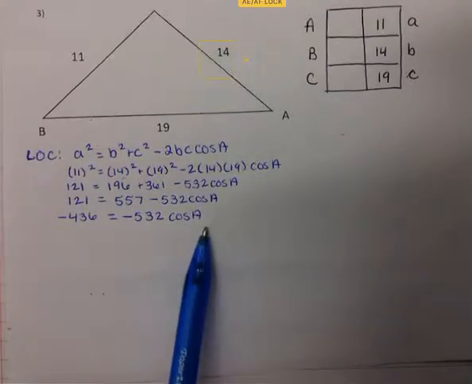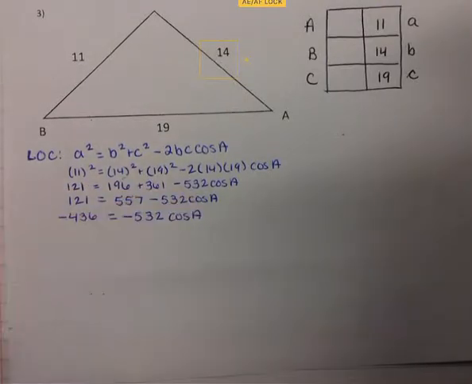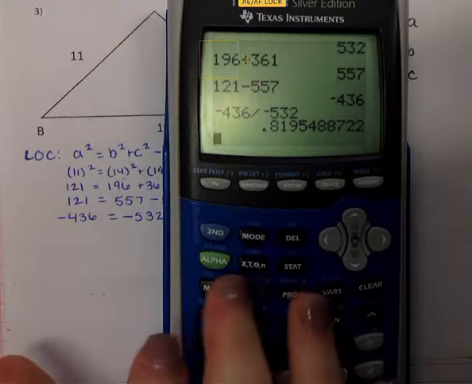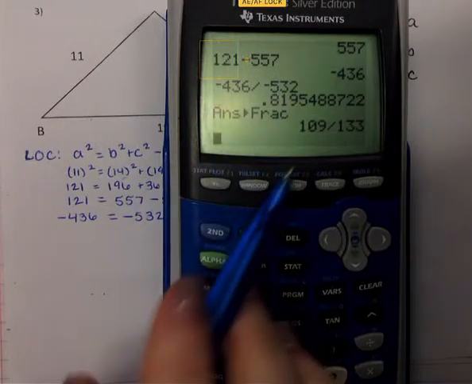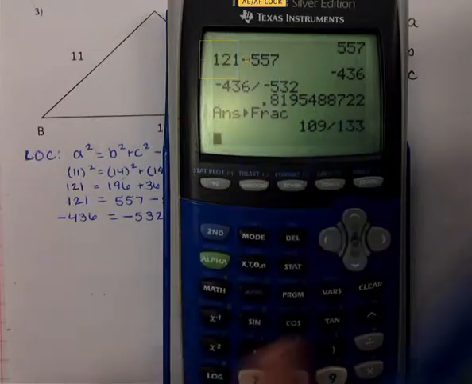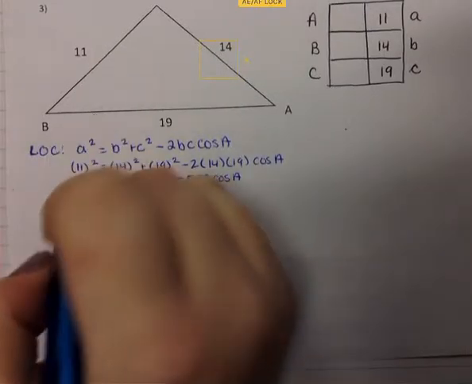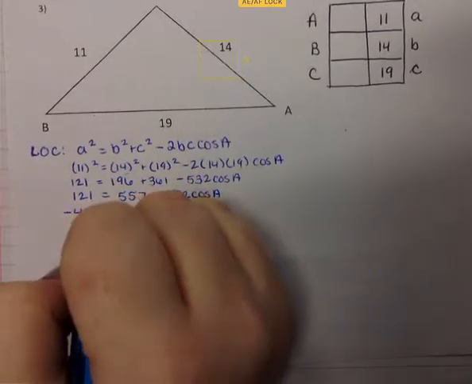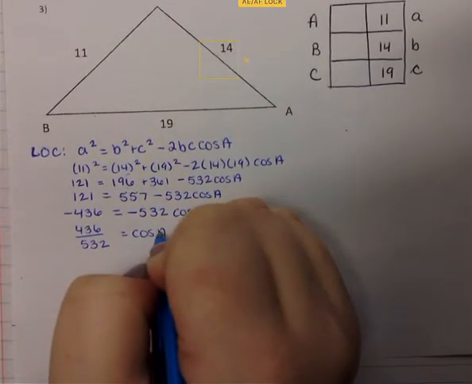Now in order to get A by itself, I'm going to have to divide by the negative 532. So I'll have negative 436 divided by negative 532. And I get a decimal. However, I don't want a decimal. I want to do math as a fraction. So I get 109 over 133. I could have actually kept it as 436 over 532, which is perfectly fine. I know that a negative divided by a negative will become a positive. So I'll have 436 over 532 is equal to cosine of A.